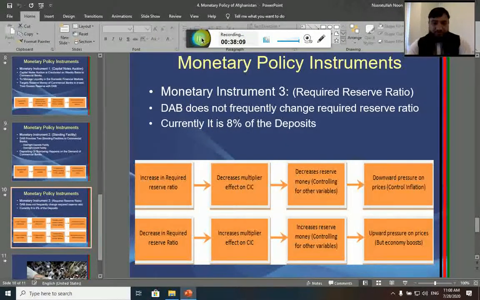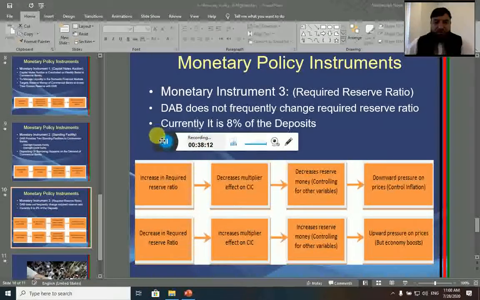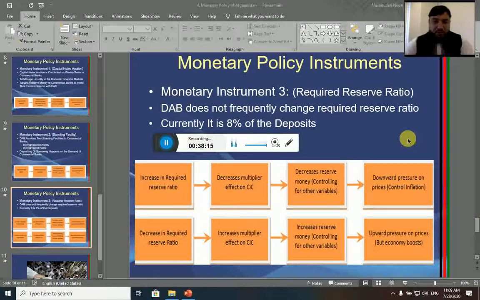So when the required reserve ratio is increased, it decreases the multiplier effect. It decreases the reserve money, and also there's a downward pressure on the prices. When the required reserve ratio is decreased, it basically increases the multiplier effect, resulting in an increase in reserve money, and also there is an upward pressure on the prices of the overall goods and services in the market.